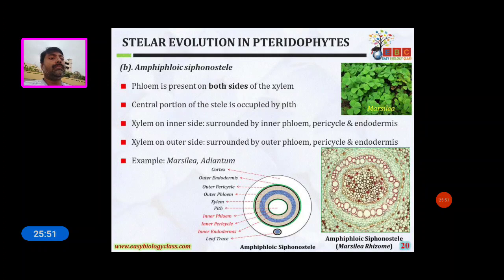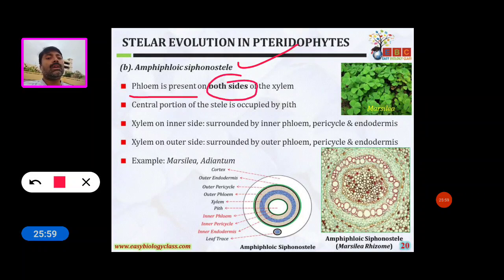Now see the amphiphloic siphonostele. Amphi means the phloem is present on both sides, on both sides of the xylem.